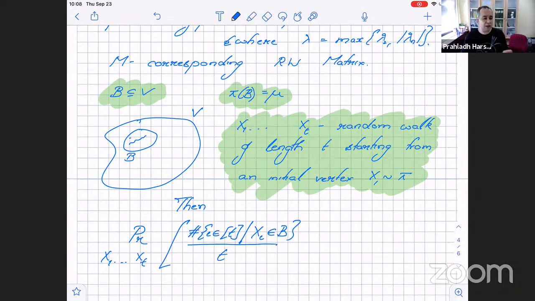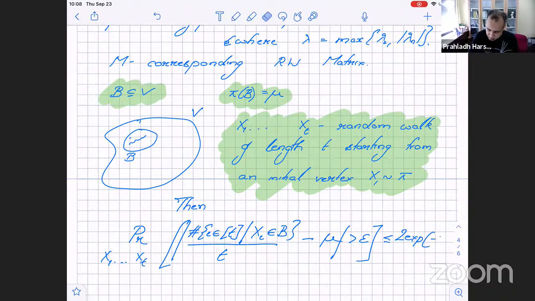Let's look at the average number. What do you expect this to be? If you pick a vertex, what's the probability that it will be in the bad set? Mu. So I expect this to be around mu. The point is that the deviation of this by more than some amount is what we will show. This is like a Chernoff bound. We'll show that this is 2 exponential in minus something. Let me write this below.